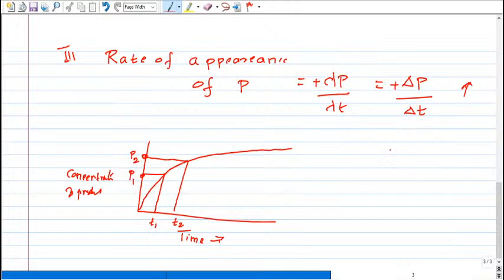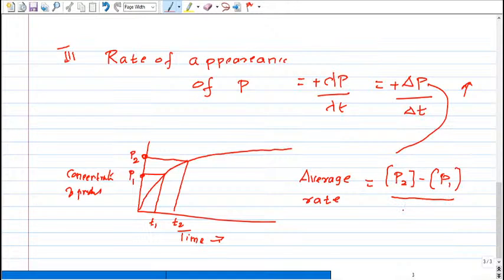Now the same formula I can say the average rate. I can write like this, average rate is equal to, I can write the formula like this, delta P can be written as active mass of P2 minus active mass of P1 divided by delta T, that is T2 minus T1. Remember this. Note down this formula. So this is an important formula for finding the average rate of what? Of product.